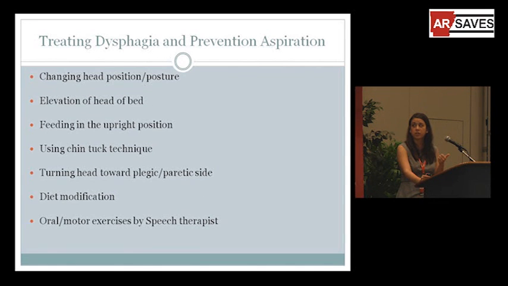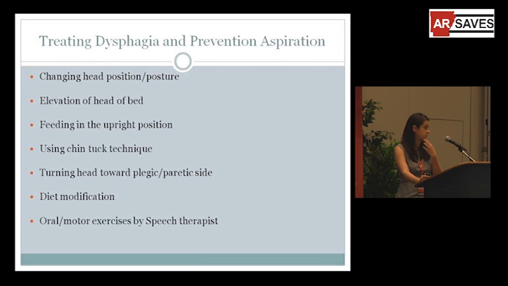Treatments for dysphagia: one of the easiest things you can do is change the position of the head. Make sure the head of the bed is elevated. You can make sure that they're fed in the upright position. Using the chin tuck will help get the swallowing anatomy in the right position to help decrease risk of aspiration.